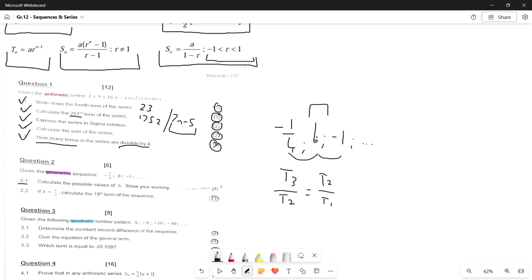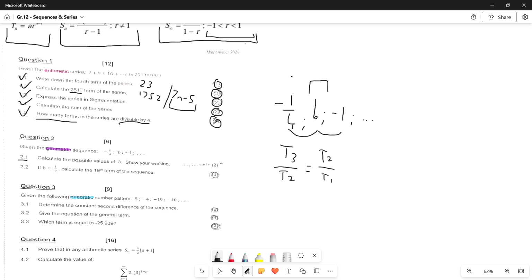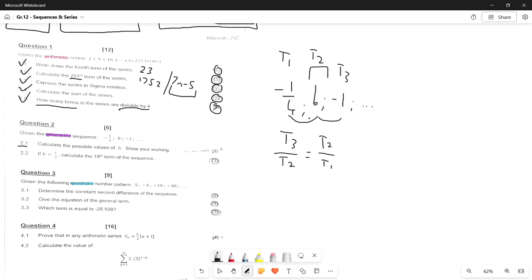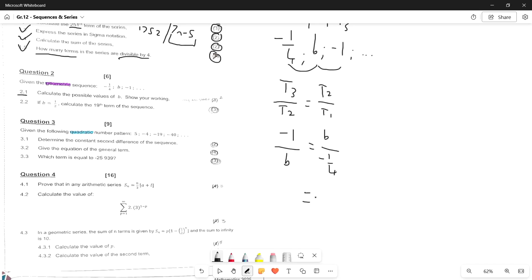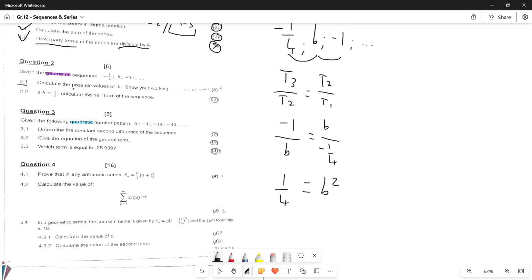We just divide them backwards, because ultimately we're multiplying the first term by something to get the next term. We see that this is t1, this is t2, this is t3, and then we can plug them in accordingly and solve for b algebraically. So t3 is -1, t2 is b, and that equals t2, which is b, over t1, which is -1/4. At this stage we cross multiply, so b times b is b squared, -1 times -1/4 is 1/4.